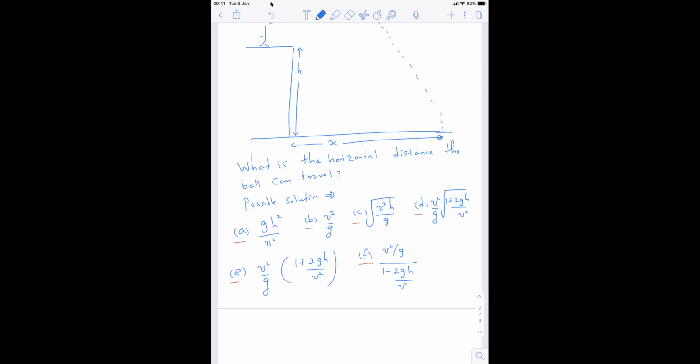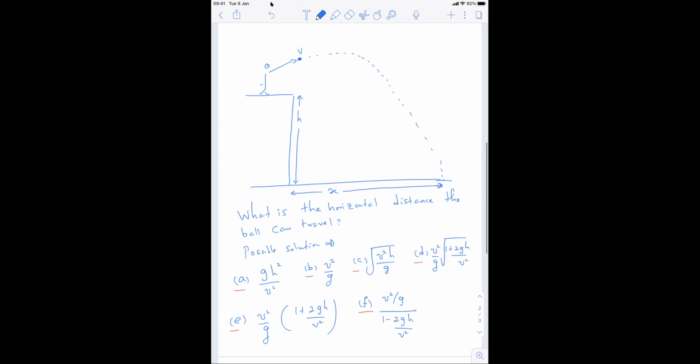Okay, there is a question asking, is it okay to take the initial velocity as horizontal? Actually, it goes at an angle like this, right? Not horizontal in this particular situation.